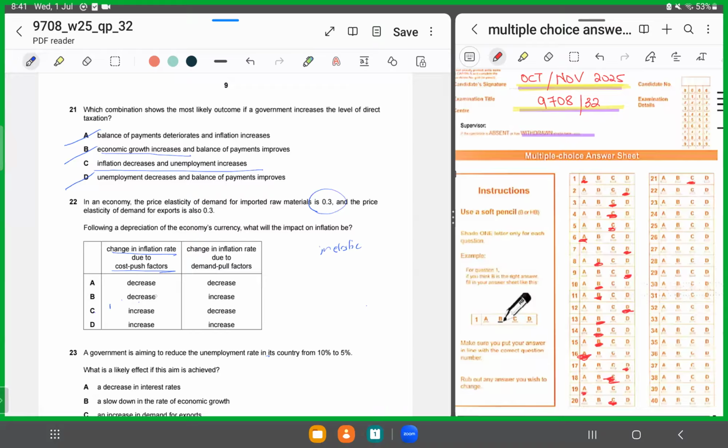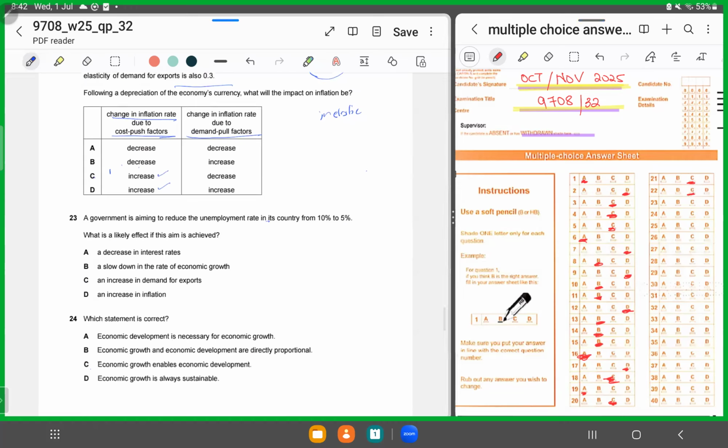So it could be an increase. What about because of the demand pull factors? Exports would get cheap, but since the PED is inelastic, it's 0.3, there will be little or no change. So inflation due to demand pull factors would decrease. So for 22, we'll shade in C as the correct answer.